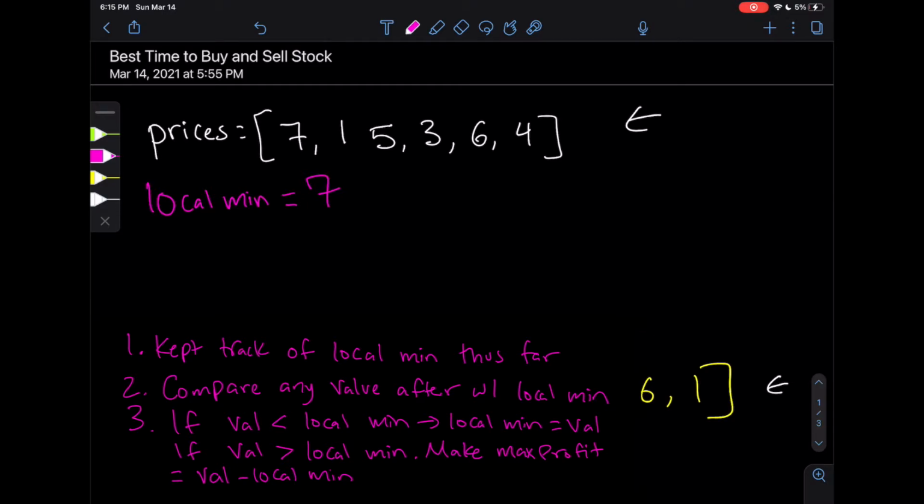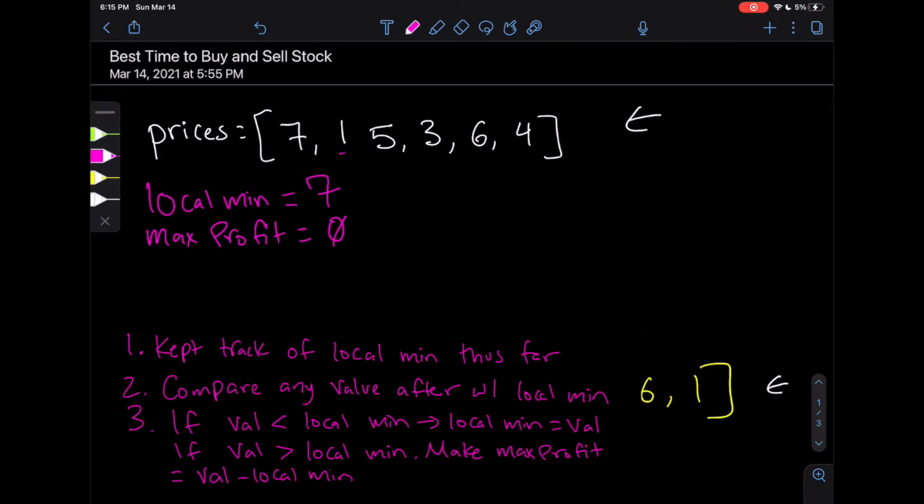And let's also keep track of our max profit that we've seen so far. Now, in the beginning, let's just initialize our max profit to 0. Let's just assume we have 0 profit. After we have a local minimum, let's iterate through everything after the 0th index, and let's check to see if the value is less than our local minimum or greater than our local minimum.